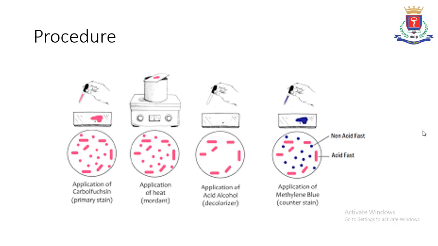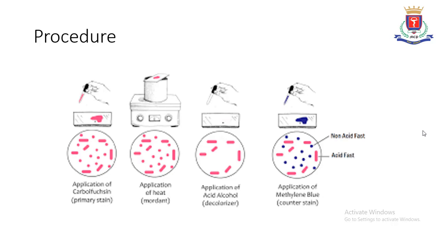Now here you can see the procedure involved in the acid-fast staining technique. So first of all, you will sterilize the microwire loop by holding it in a red hot flame for 2 to 3 minutes until it turns red hot. Then you will insert that microwire loop in the test tube containing inoculum. Then the loopful of that inoculum will be transferred to the glass slide and heat fixed.